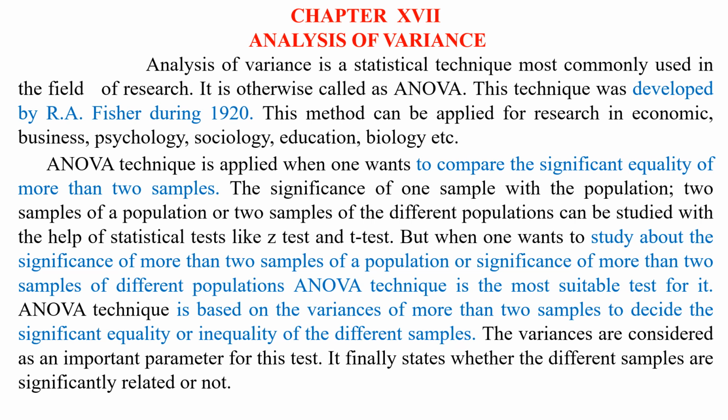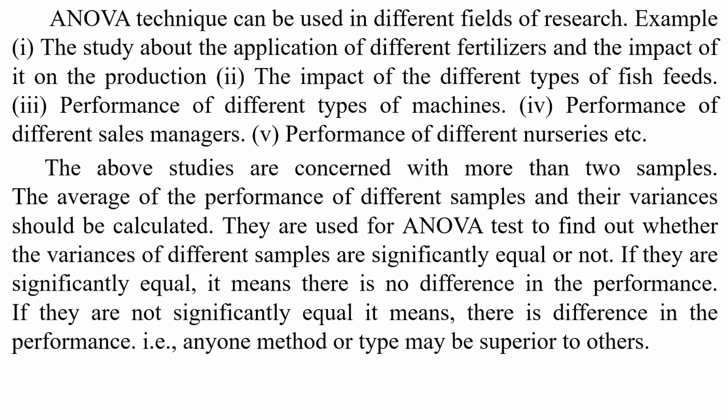ANOVA technique is based on the variances of more than two samples to decide the significant equality or inequality of the different samples. The variances are considered as an important parameter for this test. It finally states whether the different samples are significantly related or not. ANOVA technique can be used in different fields of research.